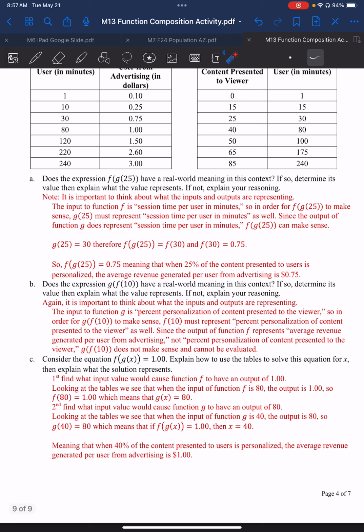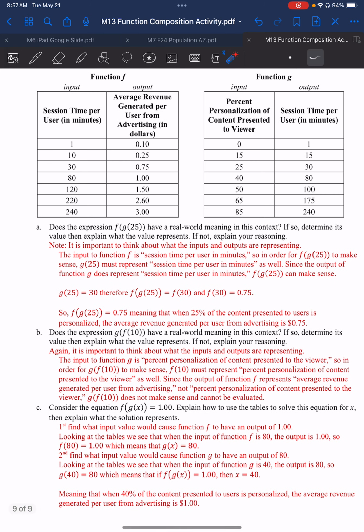Okay, the next one is, consider the equation F at G of X equaling $1. So I'm looking for when the output of the F function is equal to $1. What input causes that? I look here in this column, the output of the F function, and find where it's $1. I see that happens when the session time per user is 80. So in other words, F at 80 is equal to $1.